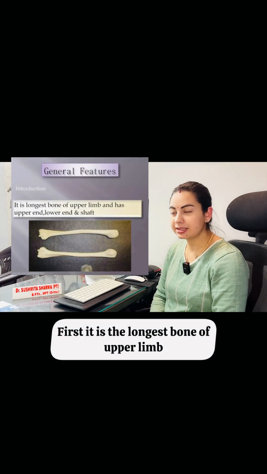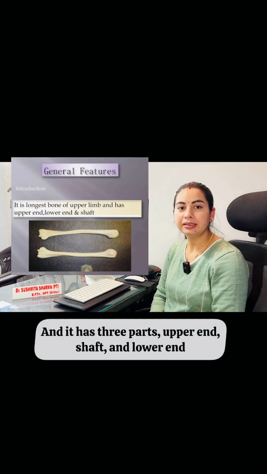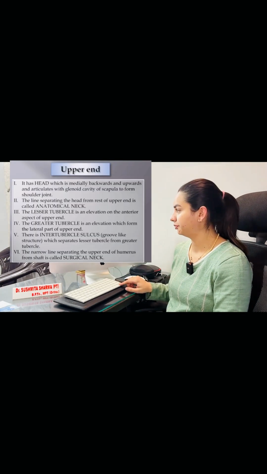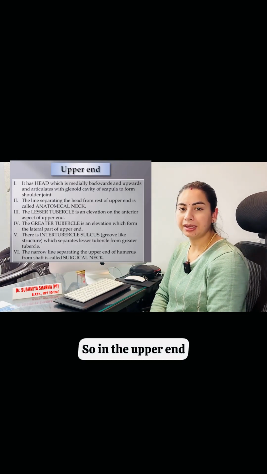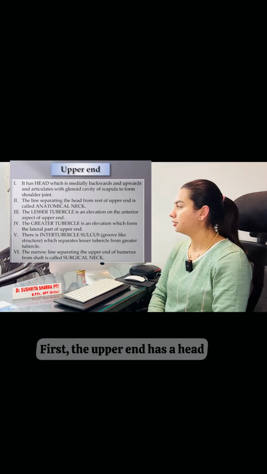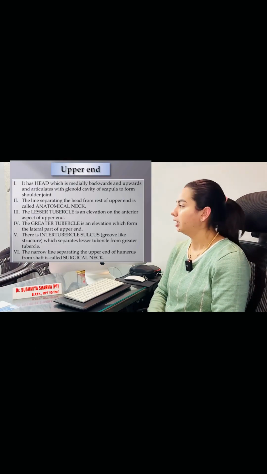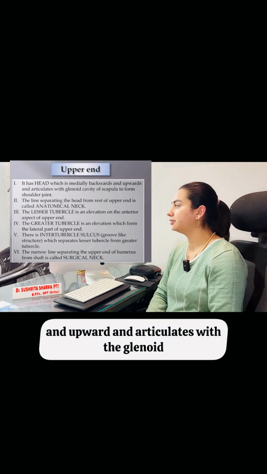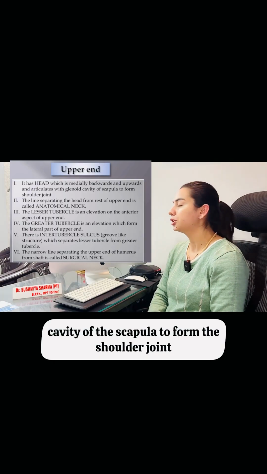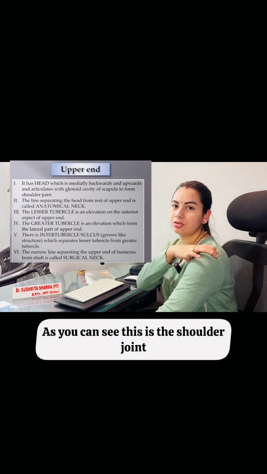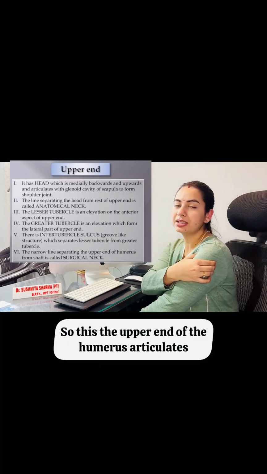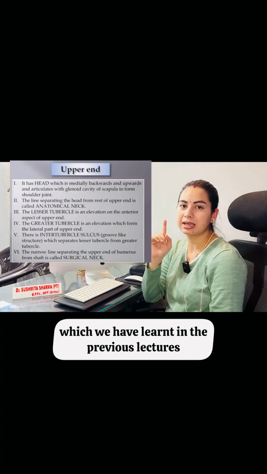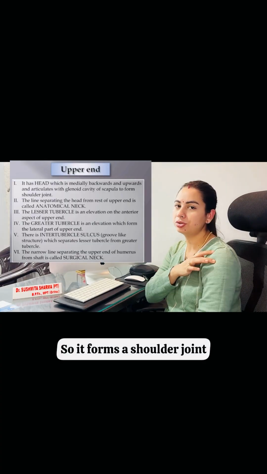First, it is the longest bone of the upper limb and it has three parts: upper end, shaft and lower end. In the upper end, we will talk about the parts. First, the upper end has a head, which is directed medially, backward and upward, and articulates with the glenoid cavity of the scapula to form the shoulder joint. As you can see, this is the shoulder joint. We have learned about the glenoid cavity in the previous lectures.